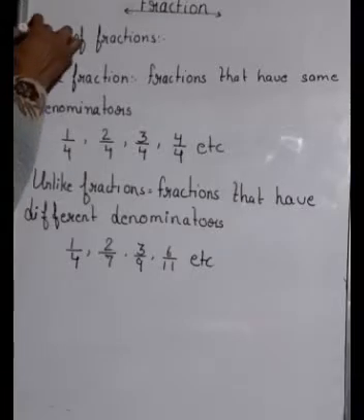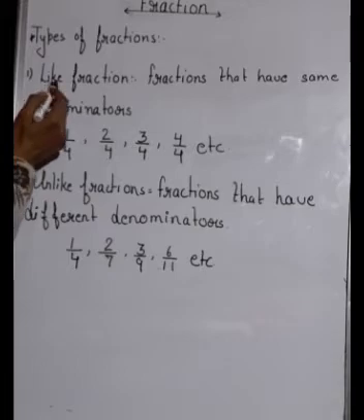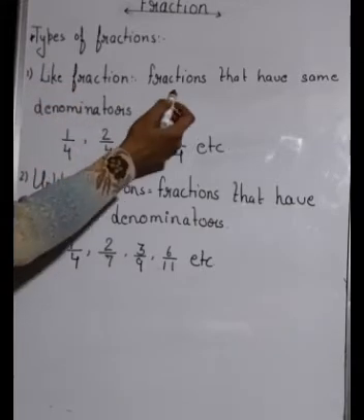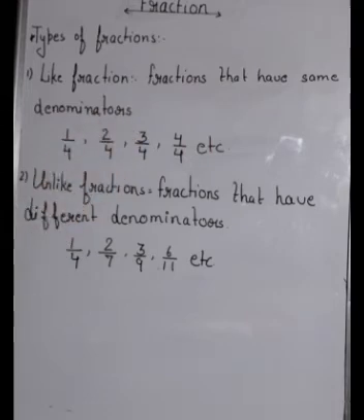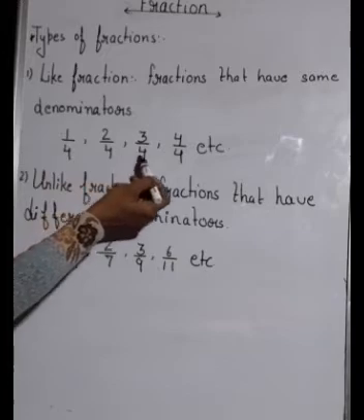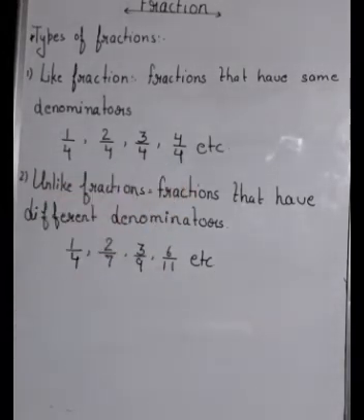Now next we are having your types of fractions. Okay. First one is your like fraction. Now what is your like fraction? Fractions that have same denominators. So here I have written some fractions. I told you that the number which is above this line is known as your numerator, and the number which is below is known as your denominator. Now you can see in all of these fractions they are having 4 in their denominator. It means they are like fractions.